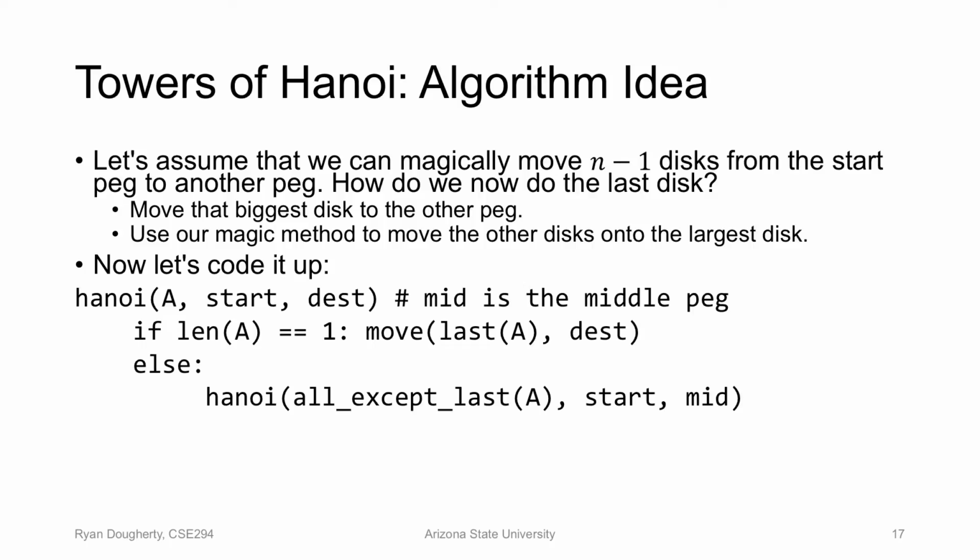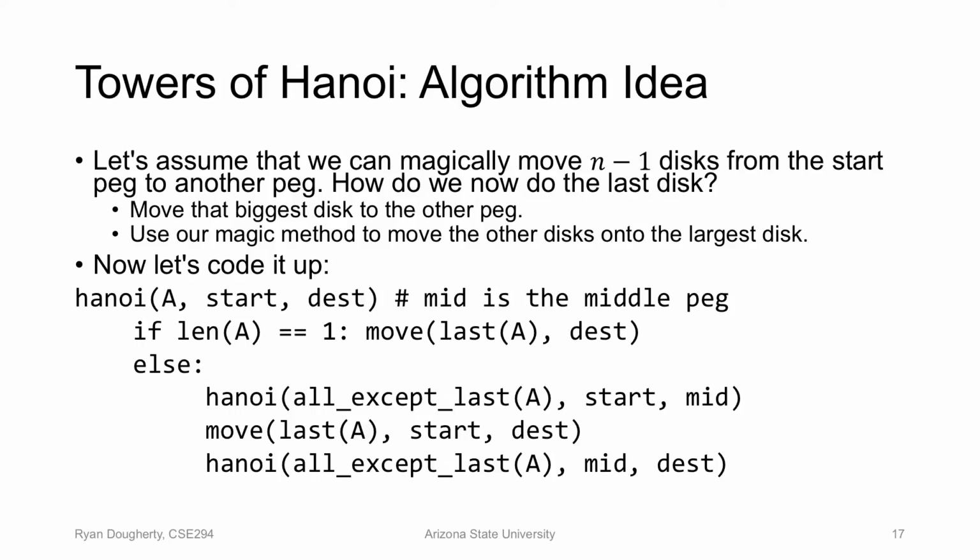But let's just say I had a magic method to do that. Then I want to move that last peg that was on the last disk on the first peg as before, and I want to move it to where I want to move, right? So I'm moving where I want to move, and then I'm recursively calling myself again to move those n-1 disks on the middle peg to my destination on top of this largest peg.